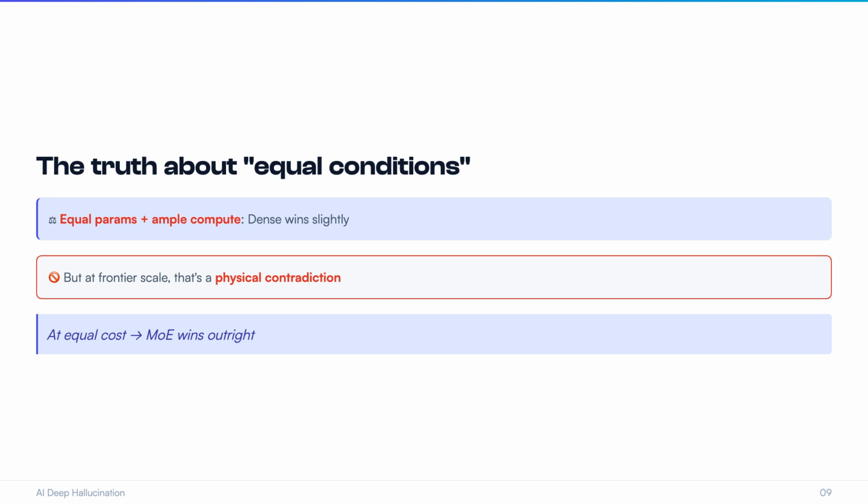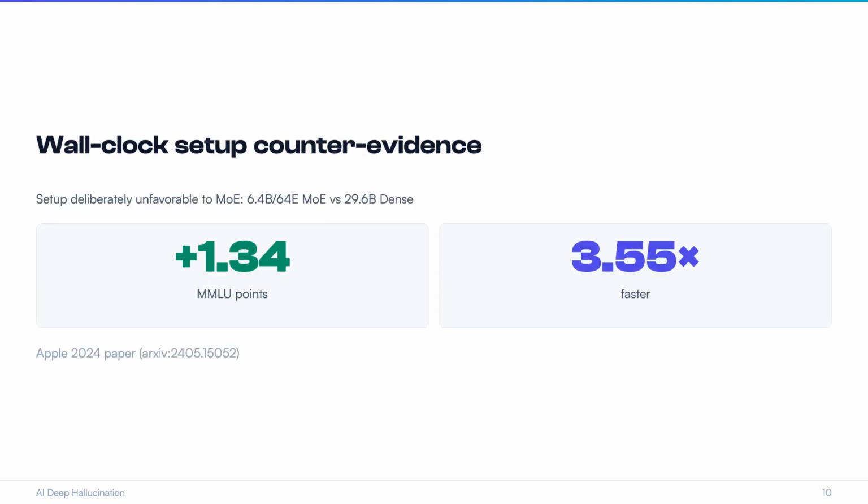So, dense is stronger at equal conditions is a fake premise? At any budget the industry can afford, MoE always wins. The strongest counter-evidence is Apple's paper from almost 2 years ago, published May 2024. They deliberately picked a setup unfavorable to MoE, equal wall clock budget, meaning actual runtime, not equal compute. The result: a 6.4 billion active MoE beat a 29.6 billion dense by 1.34 points on MMLU, the comprehensive subject benchmark, while running 3.55 times faster.